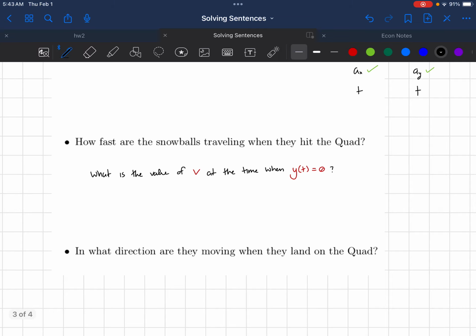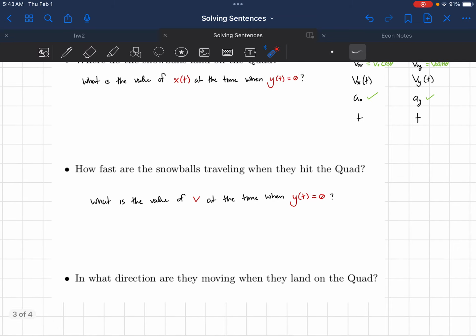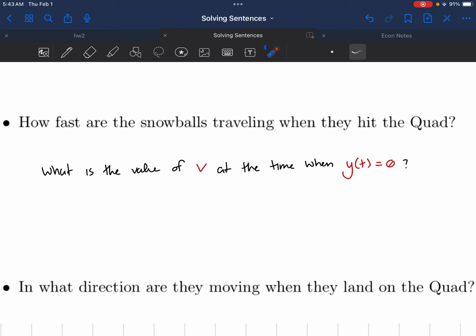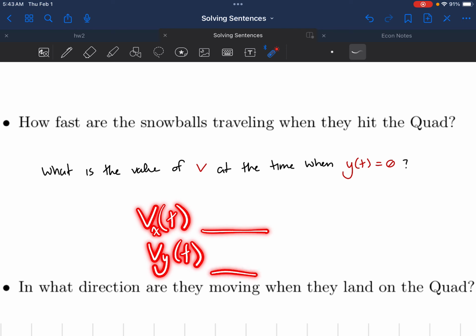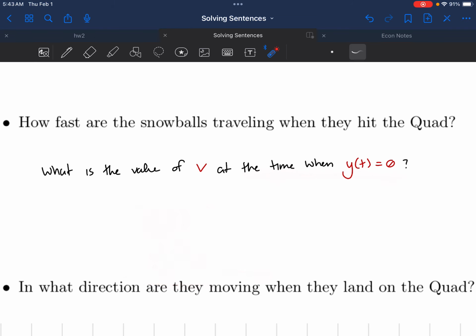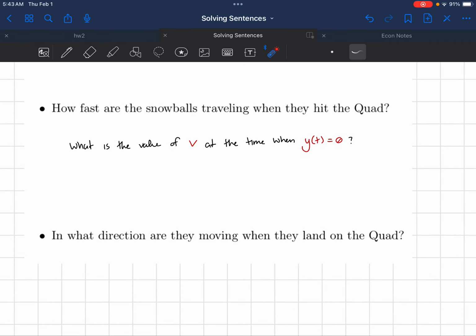Again, same thing we talked about for Teddy the dog. This would be setting up my vx of t and my vy of t equations, plugging in my known values and the time when y of t equals 0. Then once I had x and y components, using the Pythagorean theorem to get the magnitude of the resultant vector. And again, same thing, in what direction are they moving?